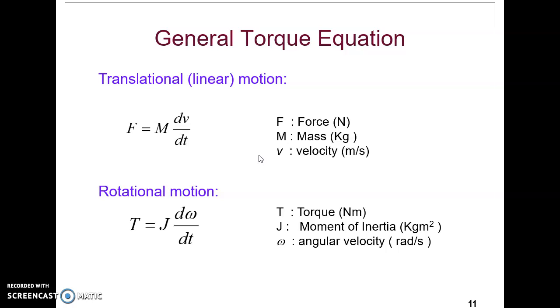So before going into details, we'll discuss what linear motion and translational motion are. In linear motion, we know that force is equal to mass into acceleration. That is the expression: F equals m dv by dt.